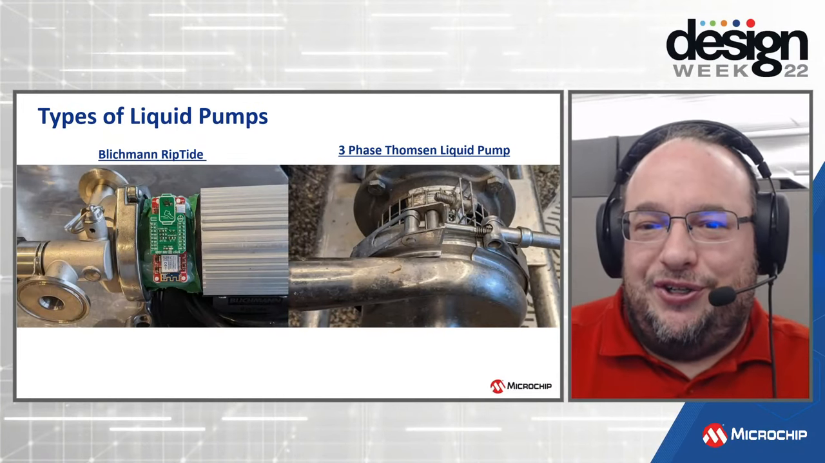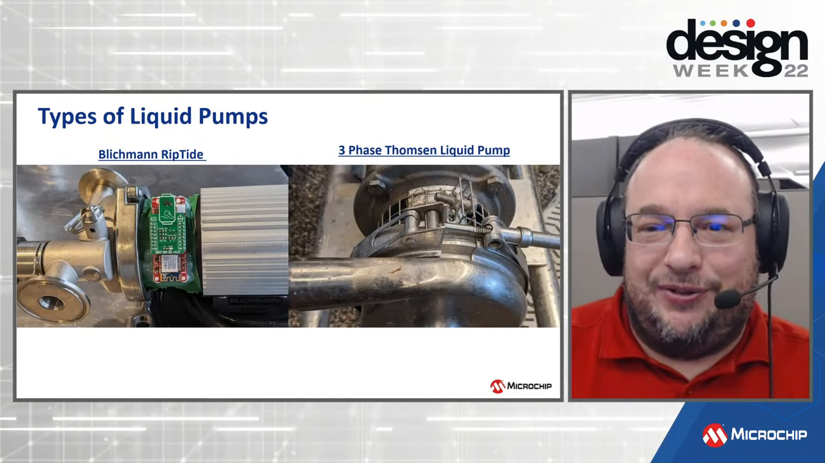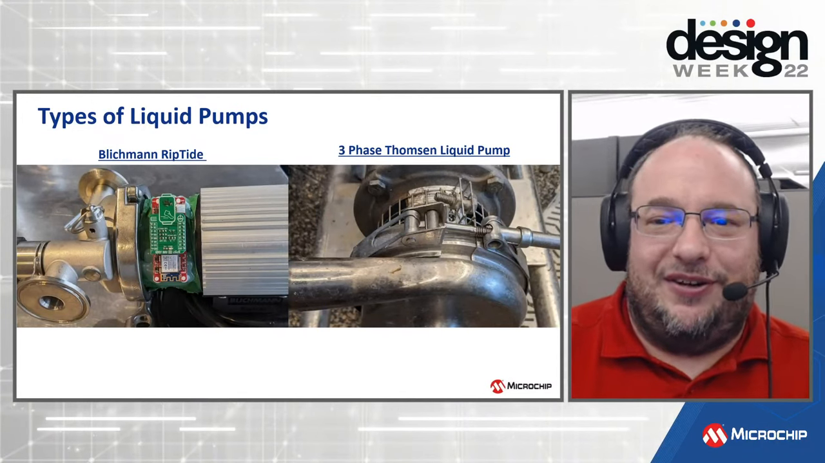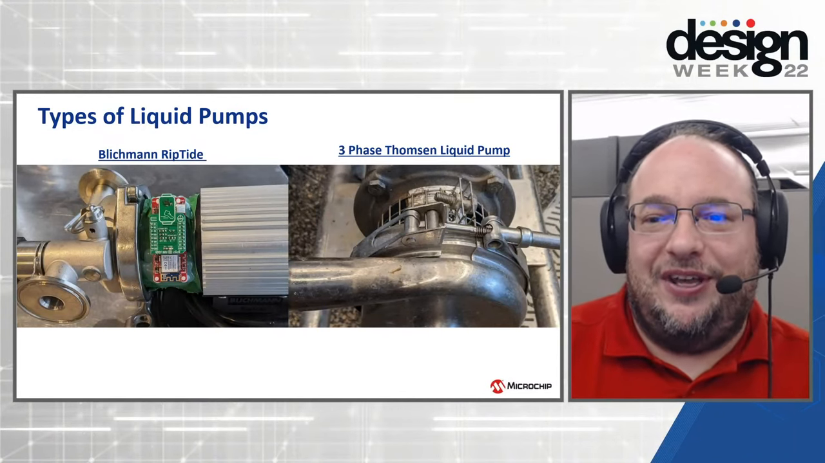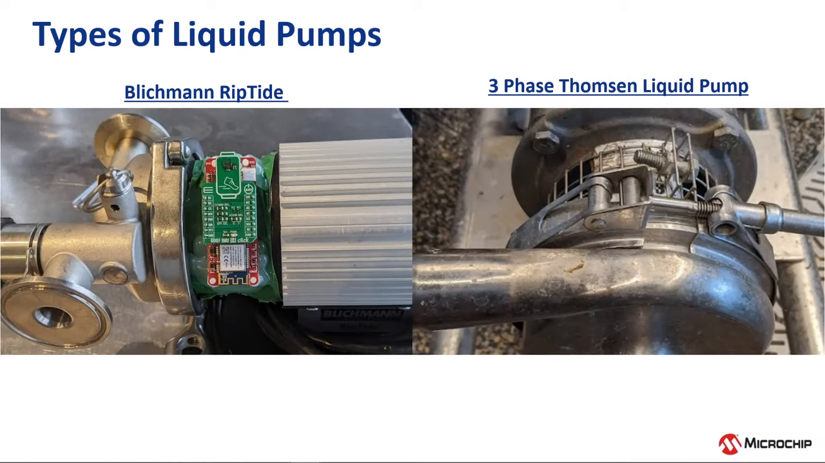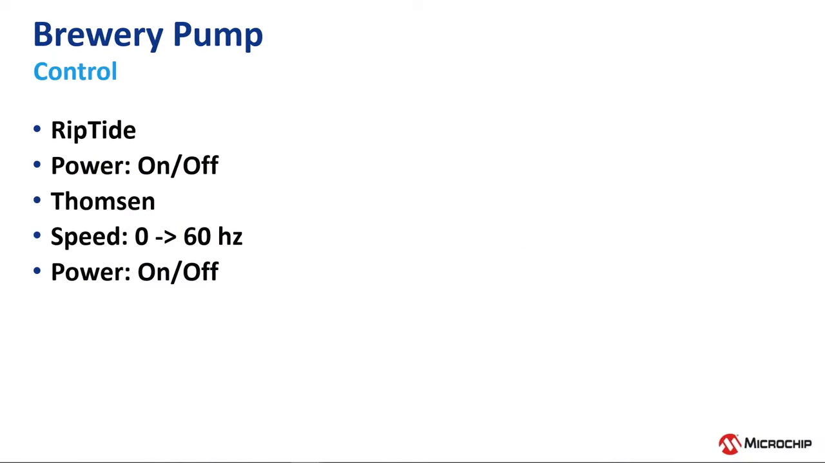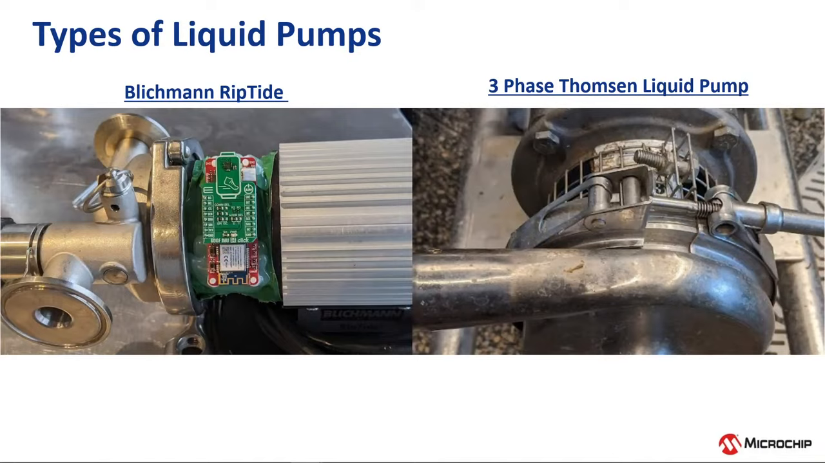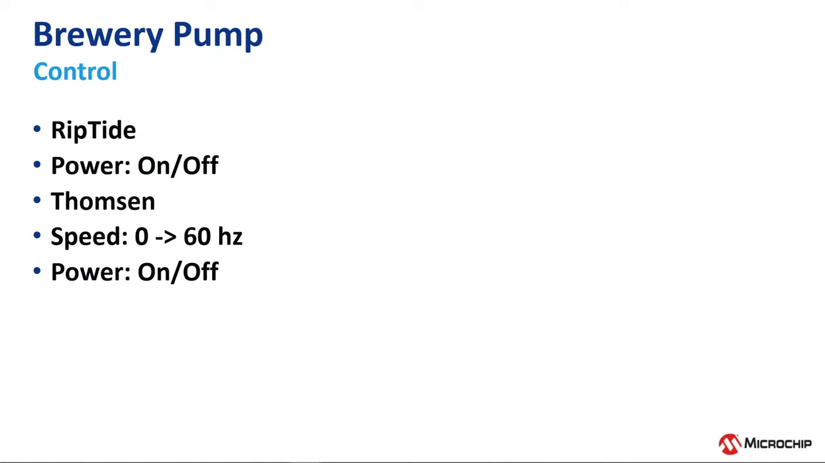So in a brewery, there's usually two types of pumps. You have a simple one-phase, just plug in the AC from Birchman, or three-phase pumps from Thompson's. Three-phase pumps usually have speed controls, whether RX-485 or just push buttons. Both pumps usually have a simple on or off. So there's not a lot of control for most of these.